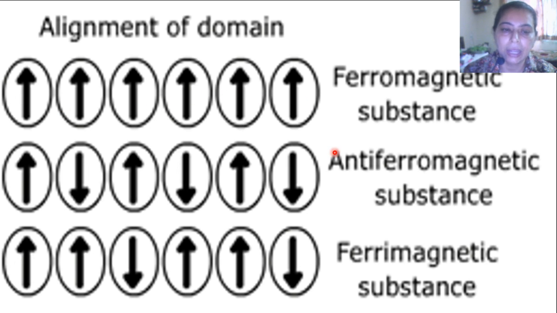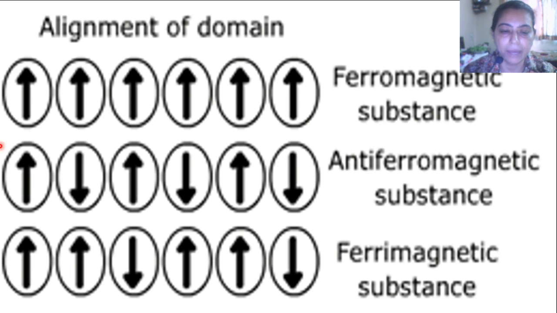In the antiferromagnetic substance, you will see the domains are arranged in such a way that they cancel their magnetic moments, and the total magnetic moment of such a substance will be zero. Here you can see one is up, one is down, so here the total will be zero. Again one up, one down. The total magnetic moment, mu value, will be zero. Here also the same condition.